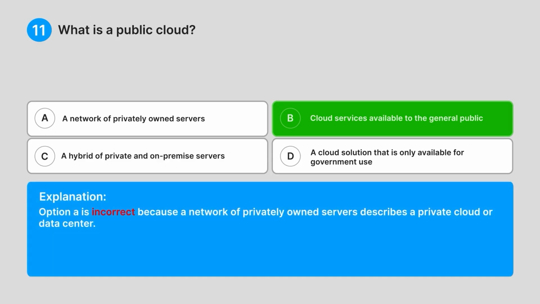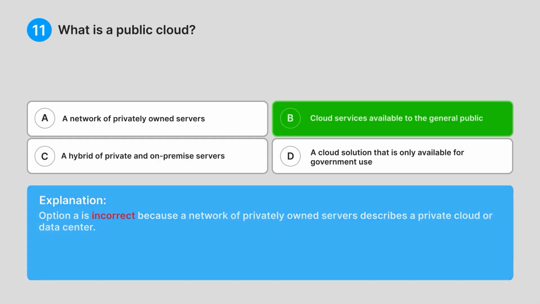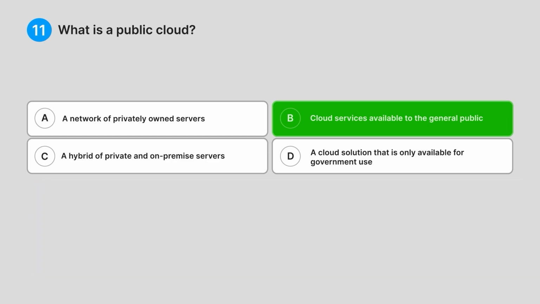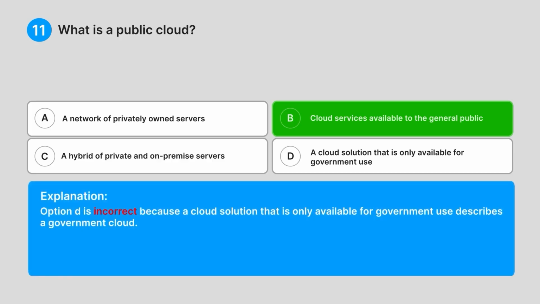Option A is incorrect because a network of privately owned servers describes a private cloud or data center. Option C is incorrect because a hybrid of private and on-premise servers defines a hybrid cloud. Option D is incorrect because a cloud solution that is only available for government use describes a government cloud.